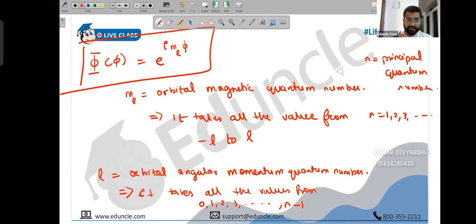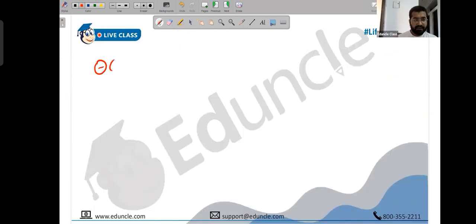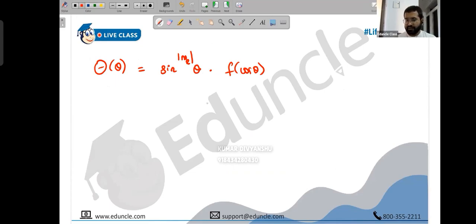Yes, sir. Let me write it. Next, let's talk about Theta of theta. Again, it should be a function of only theta. It cannot be a function of r or phi. And this is found out to be sine raised to mod of m_l of theta, like sine square theta, sine cube theta, something like that, into some function of cos theta. That varies, you don't have to worry about it. As it's a function of only theta, that's important. m_l we already know. And R, which is a function of, again, r.